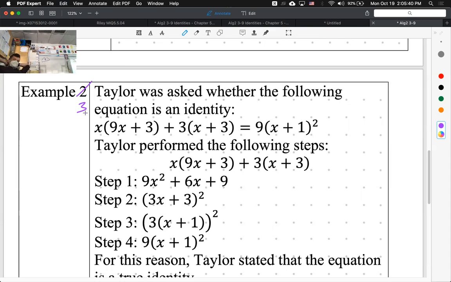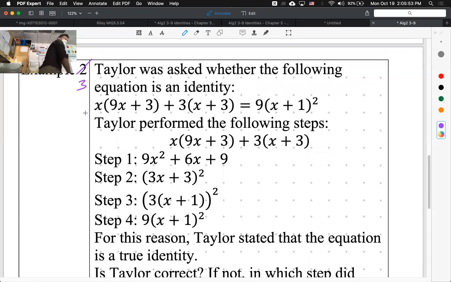So Taylor was asked whether the following equation is an identity. And it's a much harder problem. Typically, these are harder problems. But luckily for you, Taylor went ahead and solved it for you. So here it is. Apparently, Taylor is going to be using the left-hand side because Taylor is rewriting the left-hand side. And then Taylor goes through the steps. Step 1, step 2, step 3, step 4. It's up to you guys to try to follow Taylor's work. So let's analyze it as a class. Let's see if we can follow what Taylor's doing.